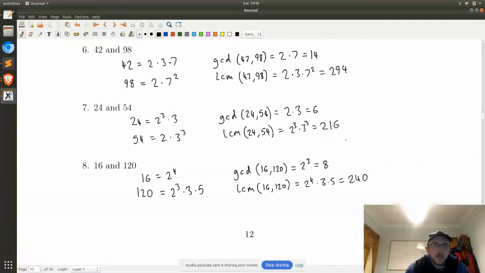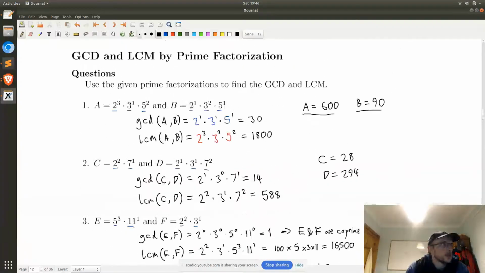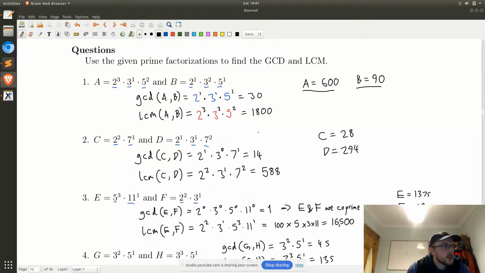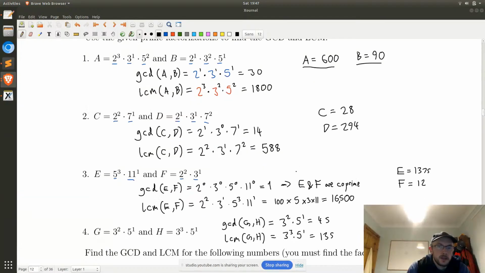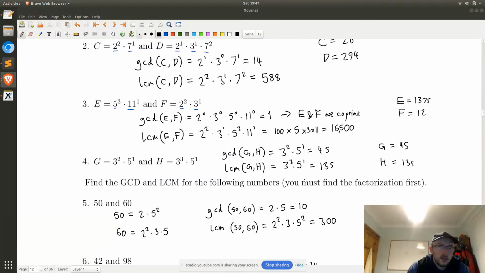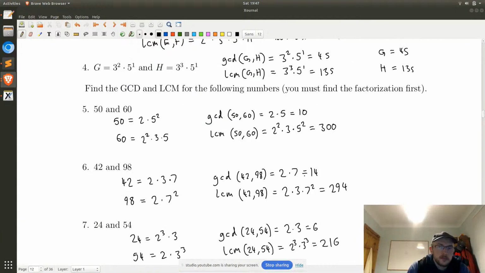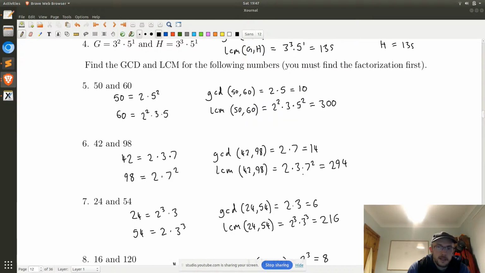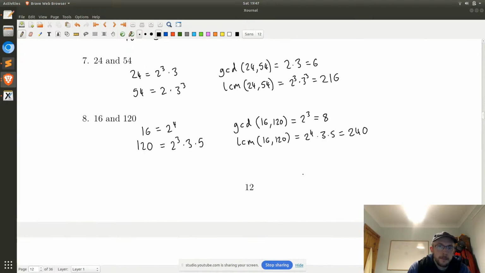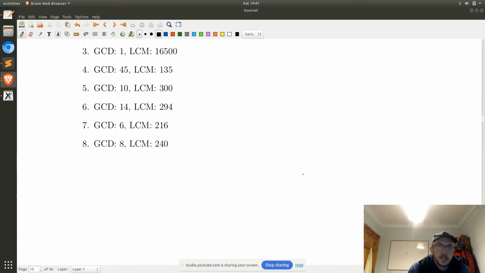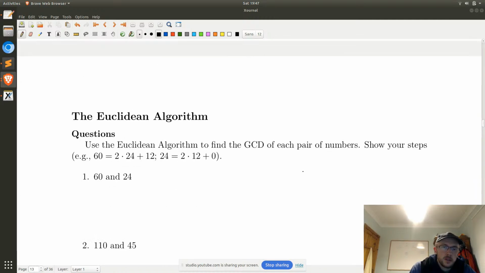And now we check. Everything must be checked. Okay, 1 and 2 are correct. 3 is correct. Oh, so are 4 and 5, and 6, and 7, and 8. All good. All good.